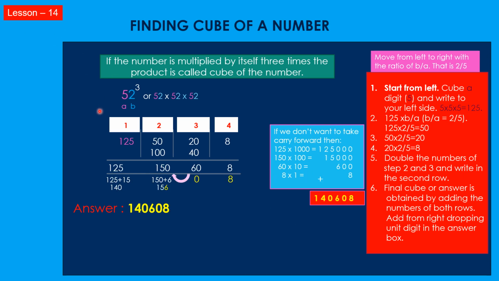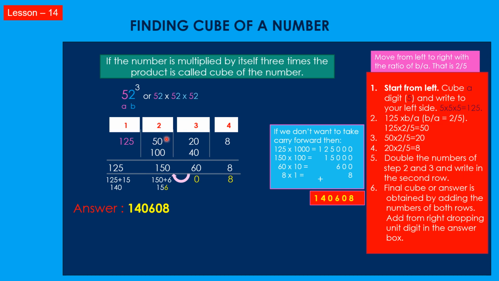Find the cube of 52. So it means you have to multiply 52 3 times, right? So very simple way, what you do, you move from left to right with the ratio of B by A. So the first step you do, you just cube the number at the tens place. Here tens place is 5, or you cube the digit 5, and when you cube digit 5 you get 125.